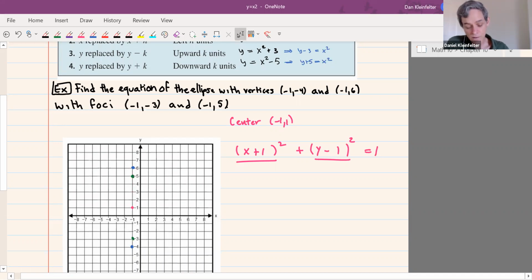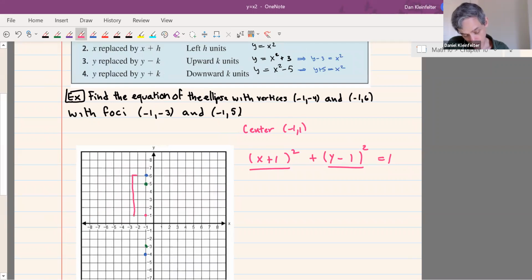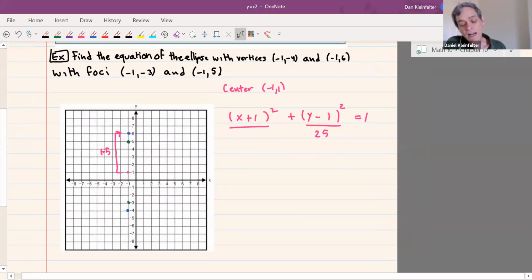And so that was from the center to a vertex is 5 units. So that means the denominator in the y direction is 5 squared or 25. Okay, and then to figure out the other denominator, we'll again use the equation c squared is a squared minus b squared to help us get that done. So the foci, the distance from the center to a focus is 4 units, right? So our c is 4.